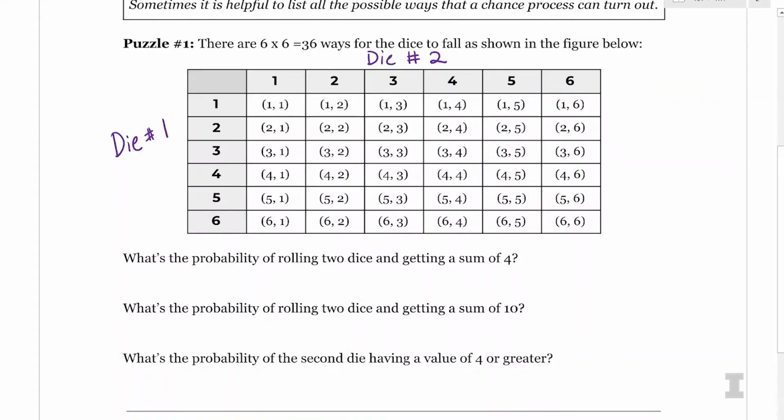For the first one, it says, what's the probability of rolling 2 dice and getting a sum of 4? I'm going to go ahead and write this in probability notation. The capital P is read as the probability of, and then the event is getting a sum of 4. So Wade, if you were going to roll these, what are all the possible ways to get a sum of 4?